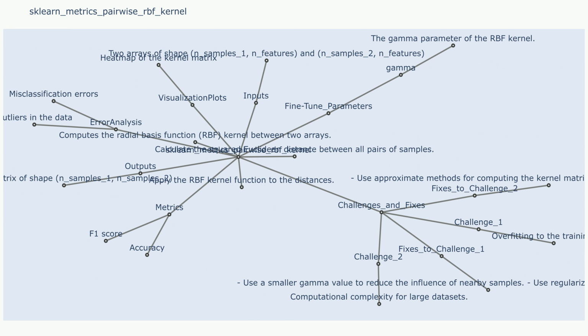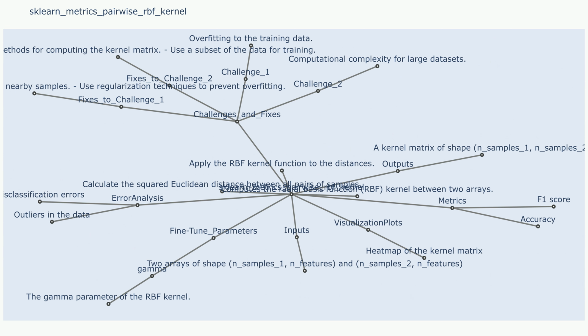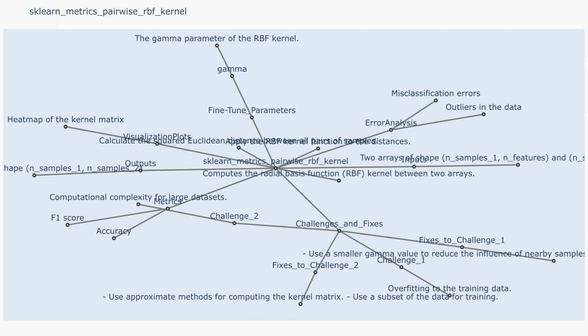Challenges and fixes. Challenge 1: choosing the optimal gamma parameter can be challenging and require trial and error. Sample use case that resulted in challenge 1: using a gamma value that is too small can lead to a large number of similar pairs, making it difficult to distinguish between distinct patterns in the data. Conversely, using a gamma value that is too large can result in a small number of similar pairs, limiting the ability to capture complex relationships.